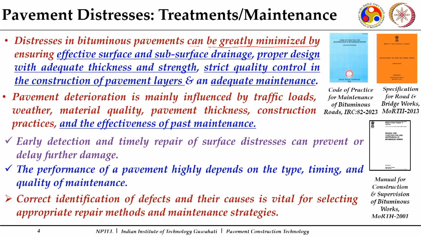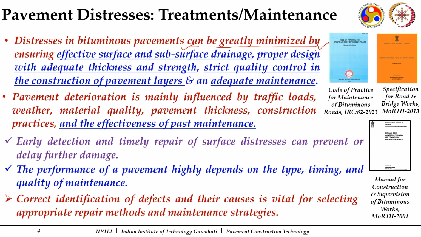How can it be greatly minimized? By an effective surface and subsurface drainage. Drainage forms a very important aspect of flexible pavement structure, both the surface and the subsurface drainage. So, if good or adequate subsurface and surface drainage is provided, it can be considered the lifeline of your flexible or bituminous pavement.